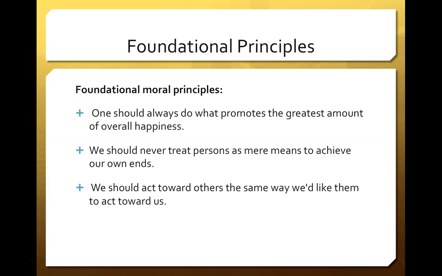So here are three. The first one is that one should always do what promotes the greatest amount of overall happiness. The second moral principle, we should never treat persons as mere means to achieve our own ends. And the third, we should act towards others the same way we'd like them to act towards us. Now, in the coming weeks, we're going to have the opportunity to look at moral systems based on each of these foundational moral principles. So keep them in the back of your mind because they're going to come up again.